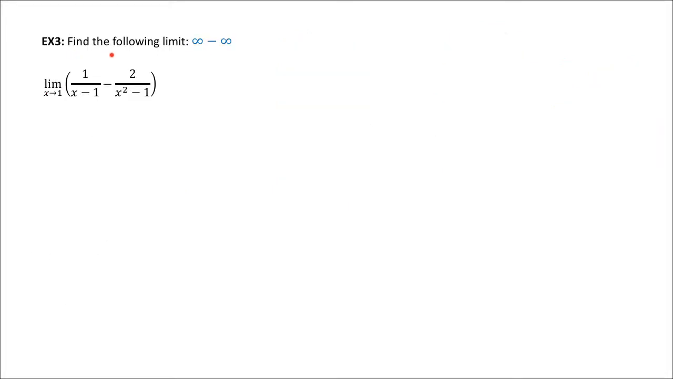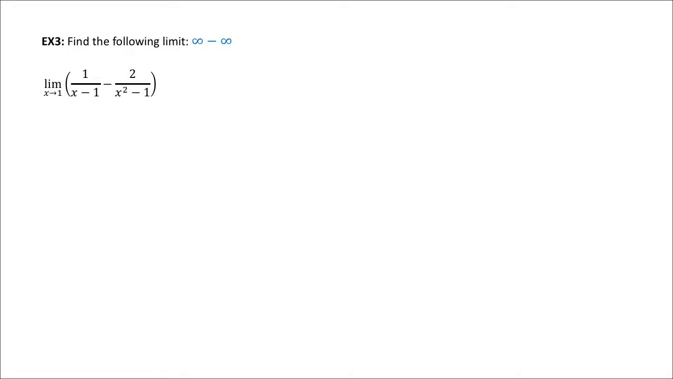Example 3 is asking us to find the following limit. And what is nice here is that now we're going to have this form of the indeterminate case, infinity minus infinity. So what we're going to do again is take the limit as x approaches 1 of the first term. We can think of that as a function. And then the limit of the second term, another function.